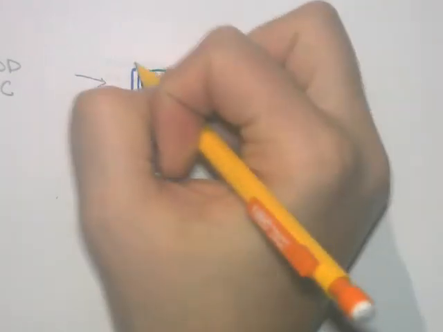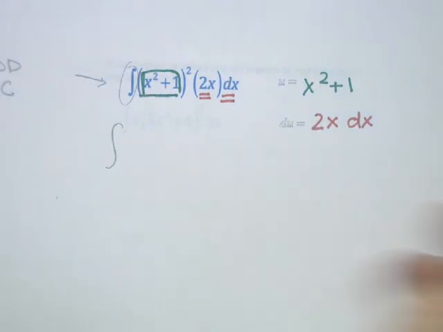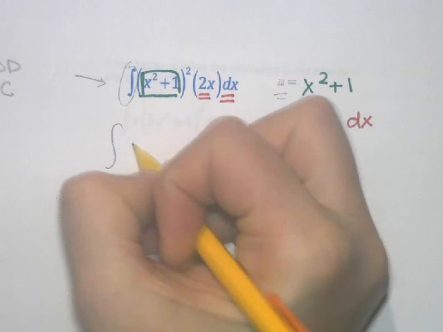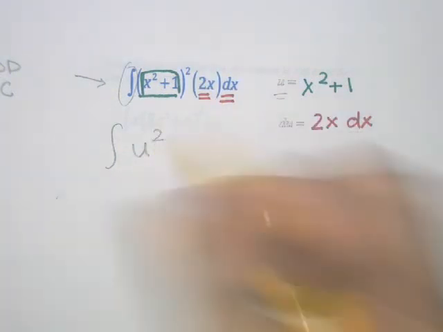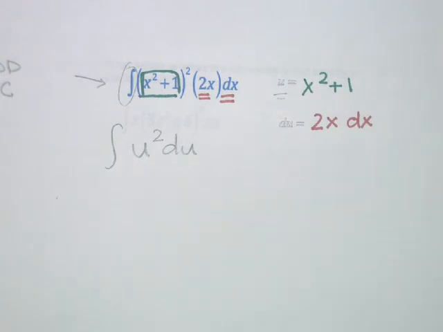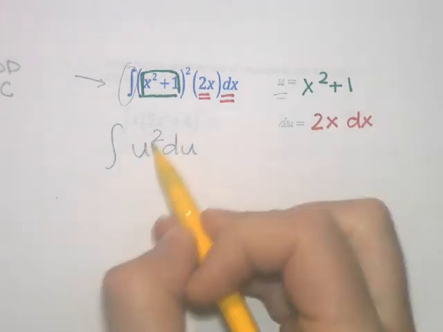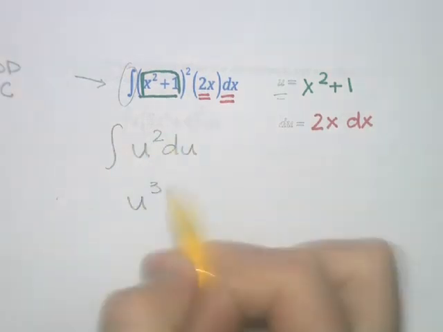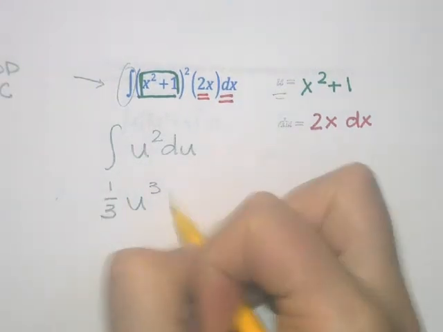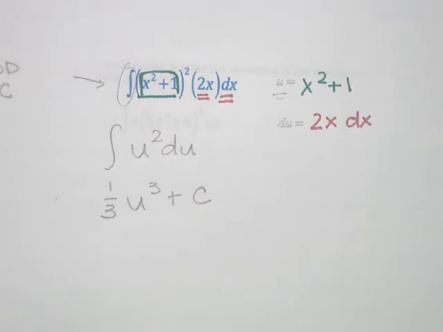So when I rewrite this, my integral is still there. The part in the green now became u squared, and all of this underlined in red is going to be du. And so this is a pretty easy antiderivative to take. Add 1 to the power, so it's going to be u to the third divided by 3, or 1/3 times u cubed, plus c, because I took the antiderivative already.